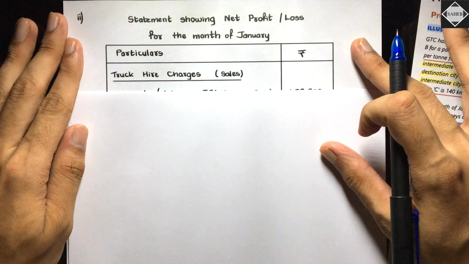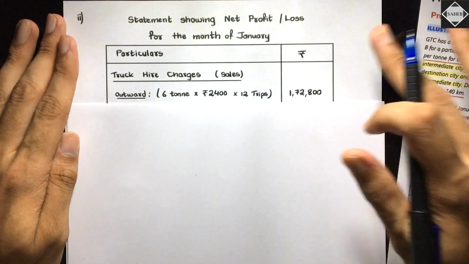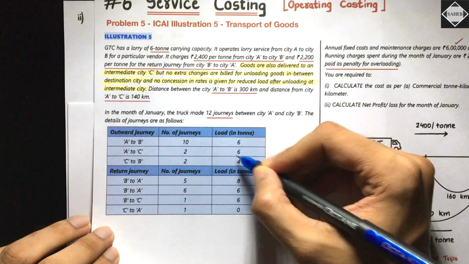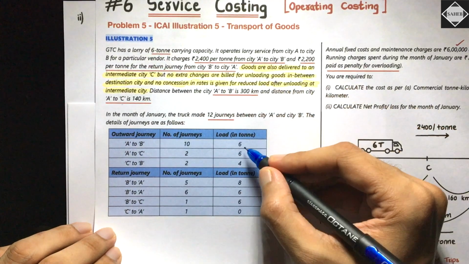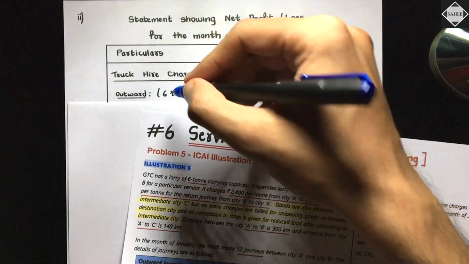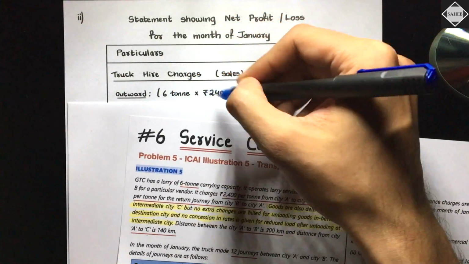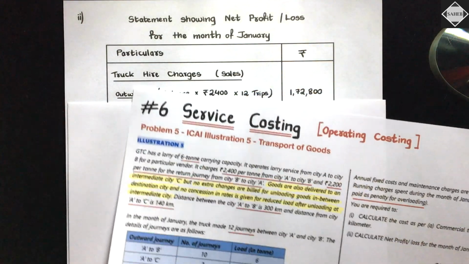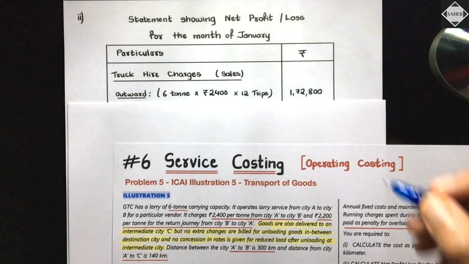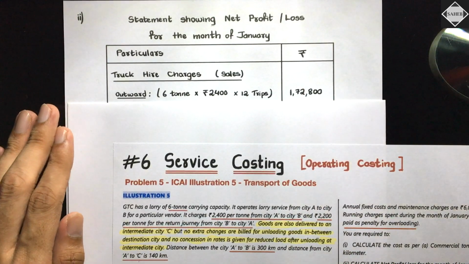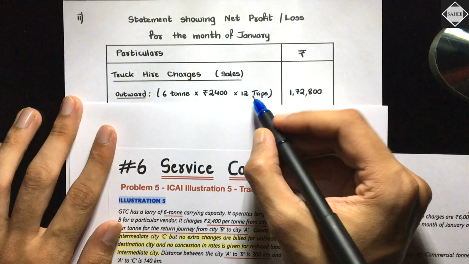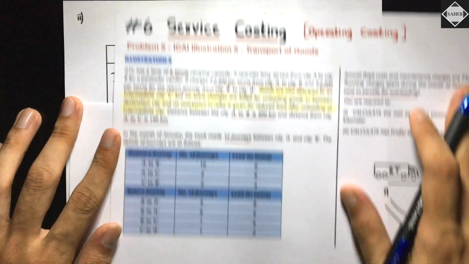See here how we will do the calculation. Outward journeys, now 6 tons we are carrying. We'll combine the first 2 because the same load we are carrying now, A to B, A to C. 6 tons, right? So we'll combine that. 6 tons, I mean the calculation will be combined. 6 tons into 2,400 rate per ton into 12 trips. How 12 trips? 10 plus 2. 10 plus 2. Right, 12 trips. So that's equal to 1,72,800. You have to understand why have we not taken the last one? Why have we not done 14 trips? Because you have to understand it is duplicate.